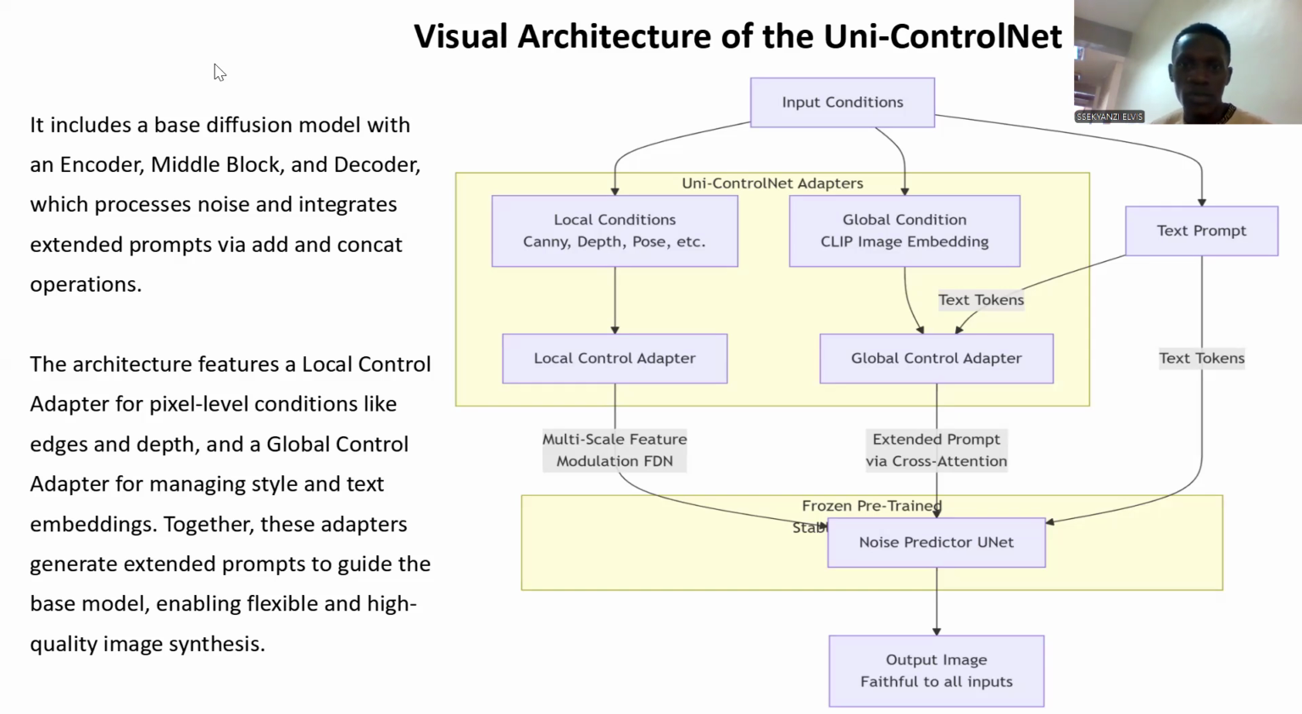So, the input conditions we have under the unique control adapters, we have the local control adapters that work with the local conditions, and the global control adapters that work with the global conditions. Basically, keep image embedding. We also have the text prompt. Basically, this will be for the user's prompt or message prompt, so that the model creates visual images. Then we have the noise predictor unit or unique control net, basically, and the output will be an image faithful to all inputs.